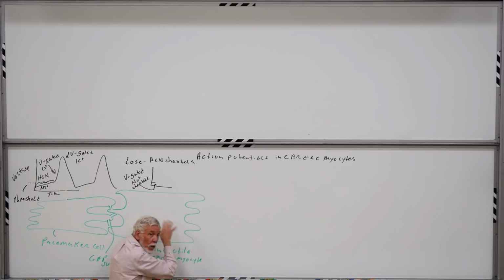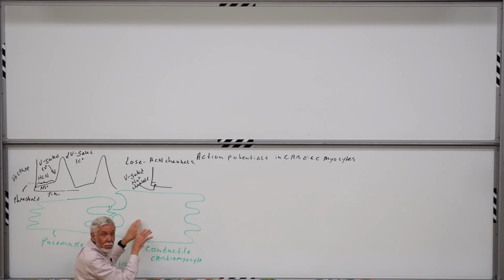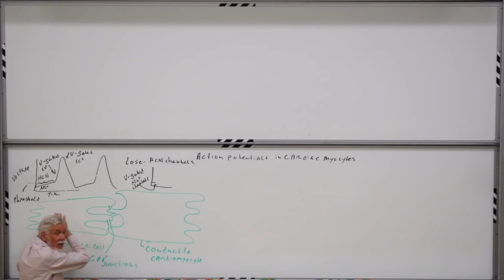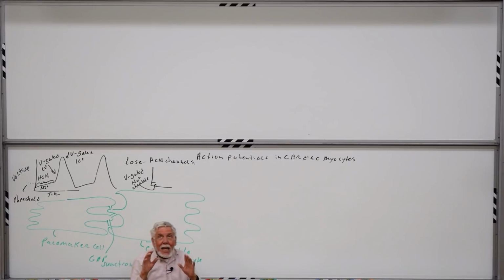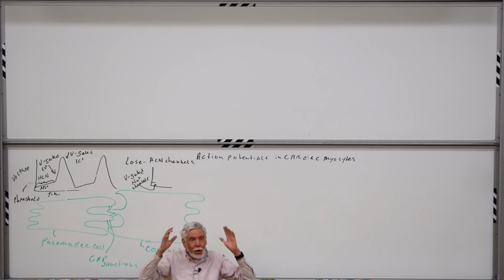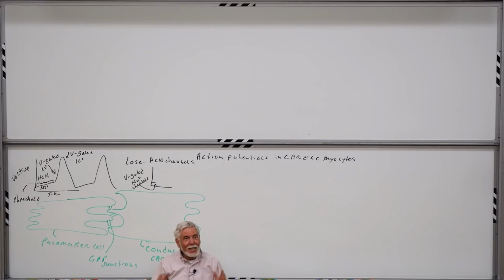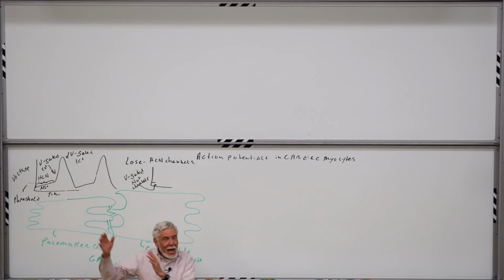And as we get farther and farther away from those pacemaker cells and closer toward the contractile cells, those cells progressively have less and less of an ability to generate their own rate and rhythm. And they lose that ability because they lose the HCN channels. I would love to tell you that there are two worlds. There are pacemaker cells and then there are contractile cells. But it's not quite true.